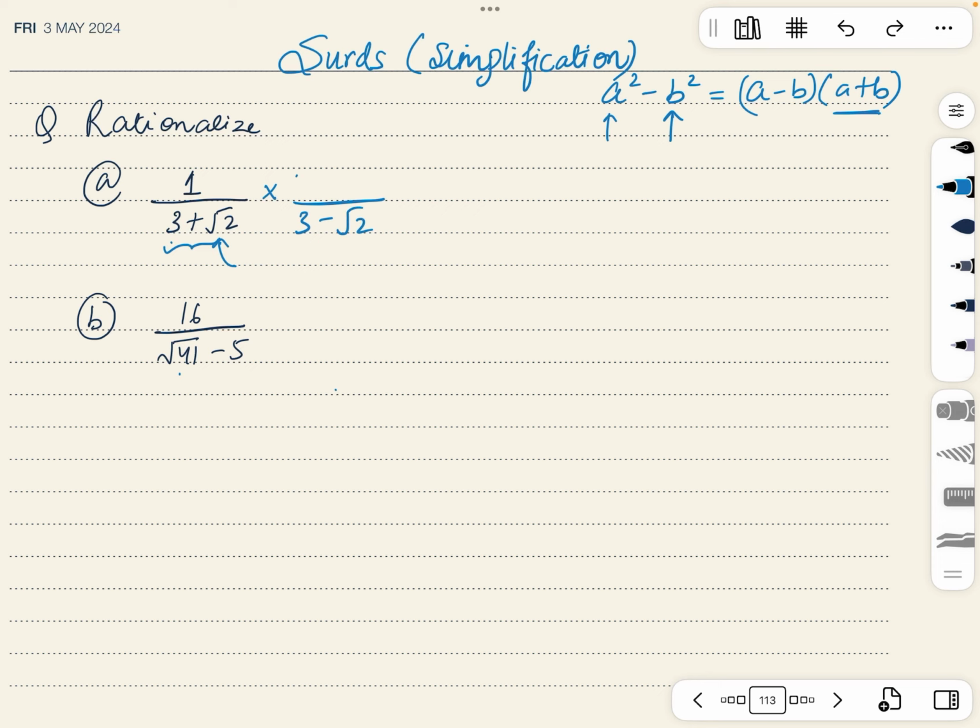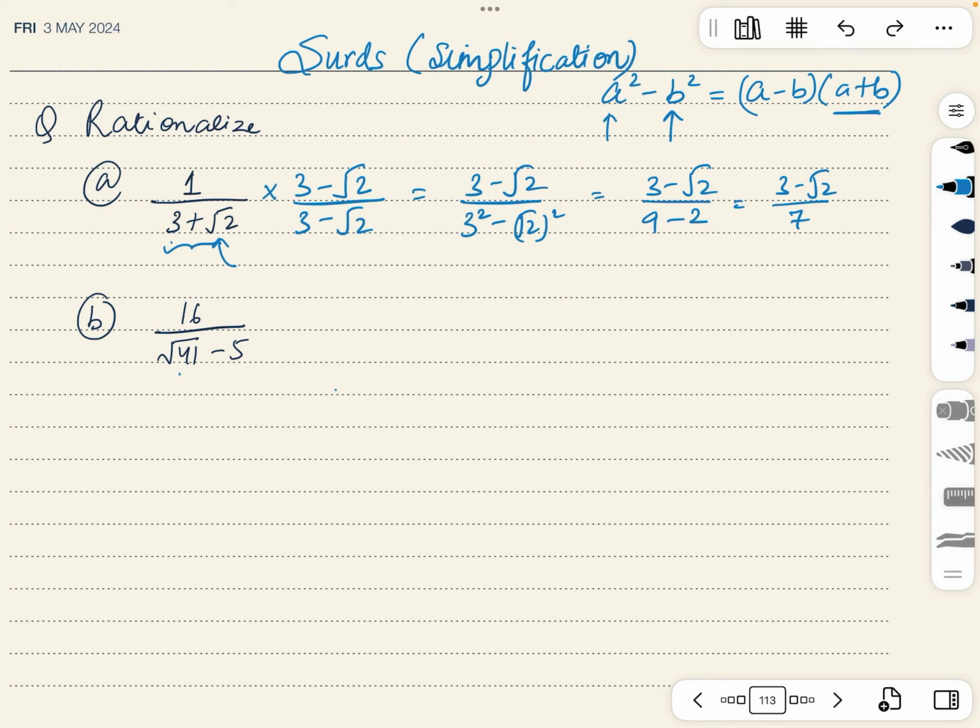Now am I only going to multiply the denominator? No. Whatever I do to the denominator, I will have to apply the same to the numerator as well in order to maintain the synchronicity of the fraction, so that the whole answer doesn't get deflected. So we have to multiply the same with the numerator also. So 3 minus root 2 on the top divided by 3 square minus root 2 square in the denominator, which will yield 3 minus root 2 upon 9 minus 2, which is 7. So 3 minus root 2 over 7 is the answer.